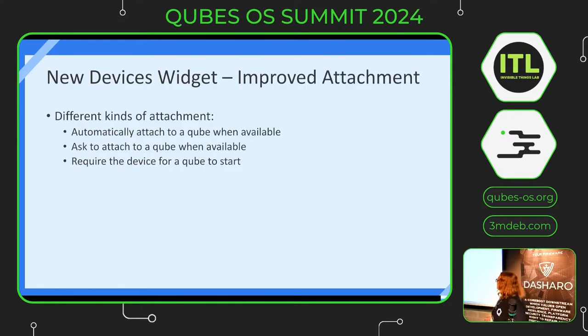And another thing that is going to come is improved attachment, that is, actually meaningful options for auto attachment of devices. For example, ask to attach whenever you plug in this particular device, ask to attach it to a certain cube, or automatically attach it to a cube, or require the device for a cube to start.